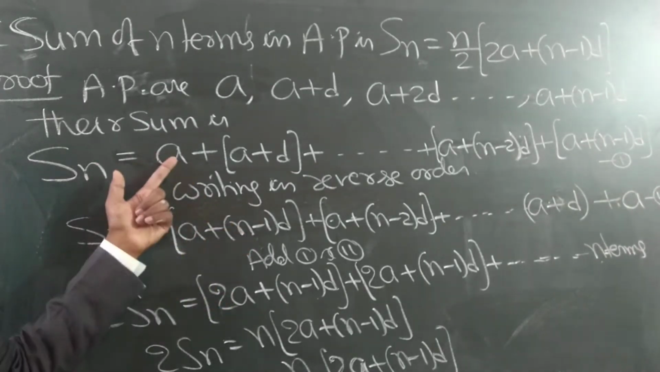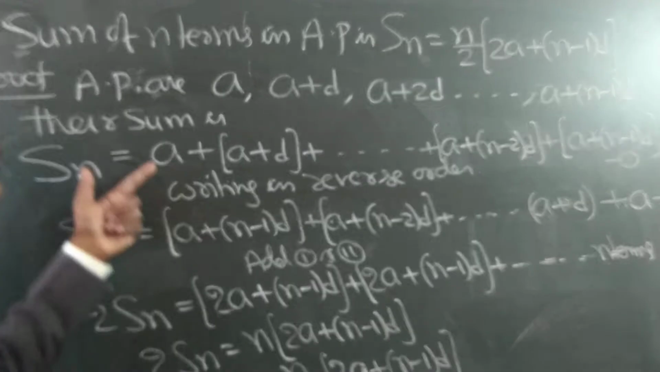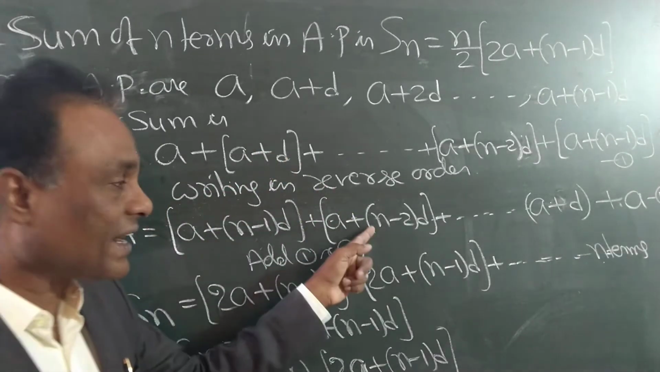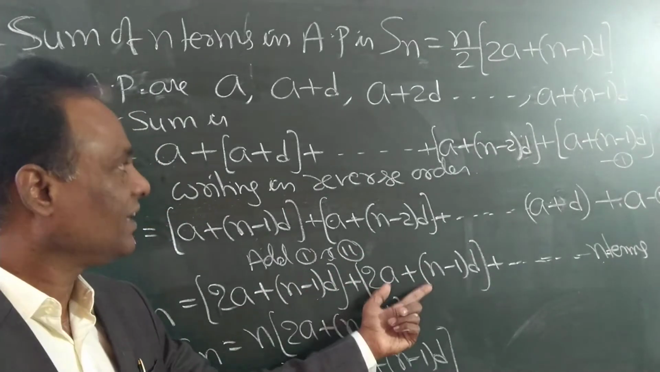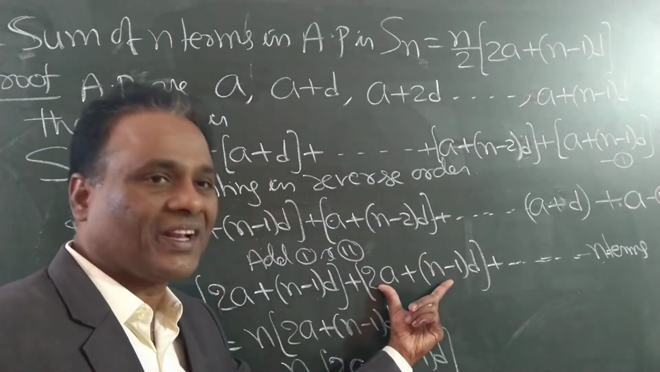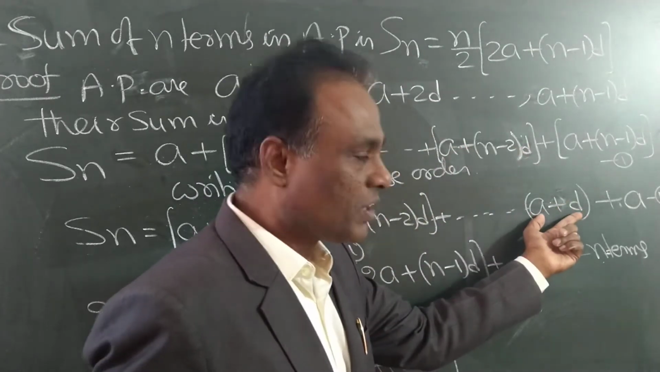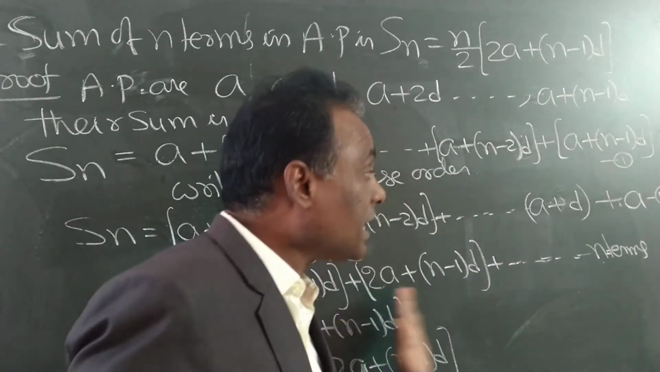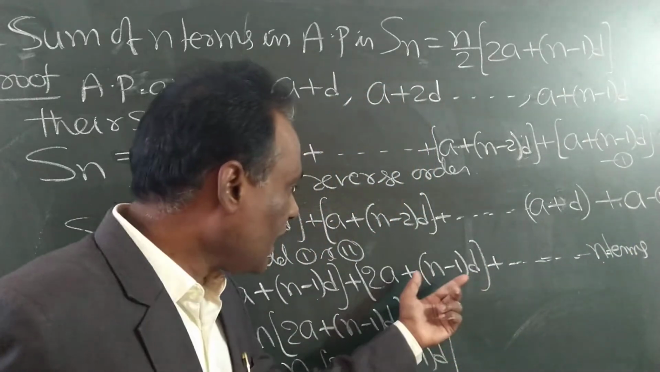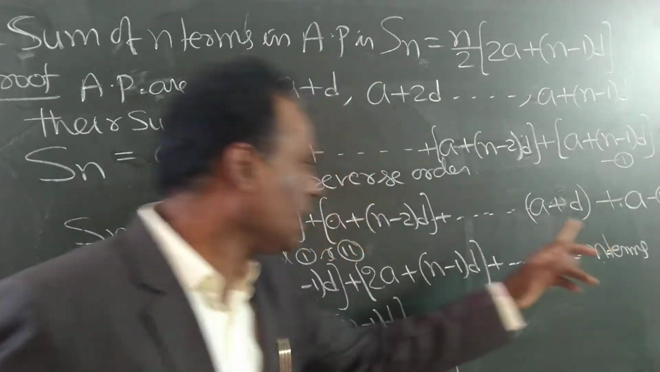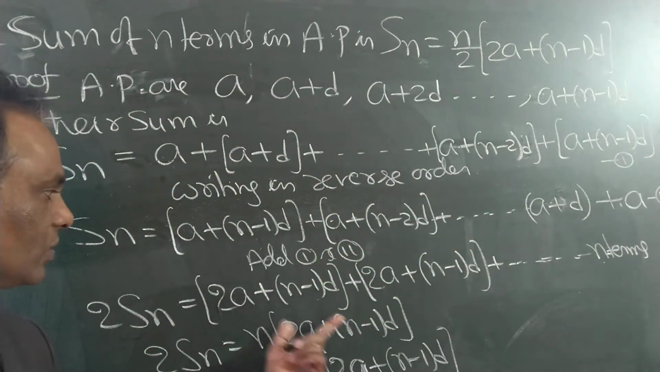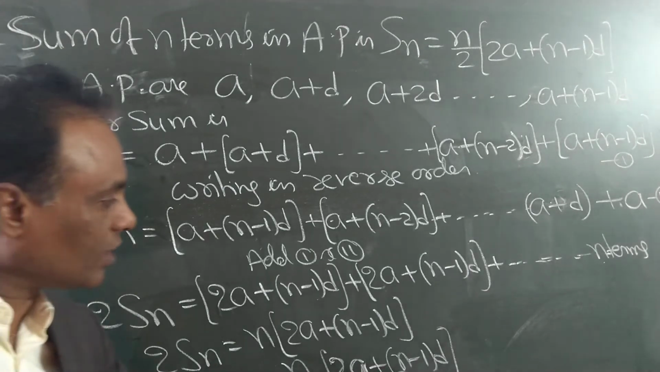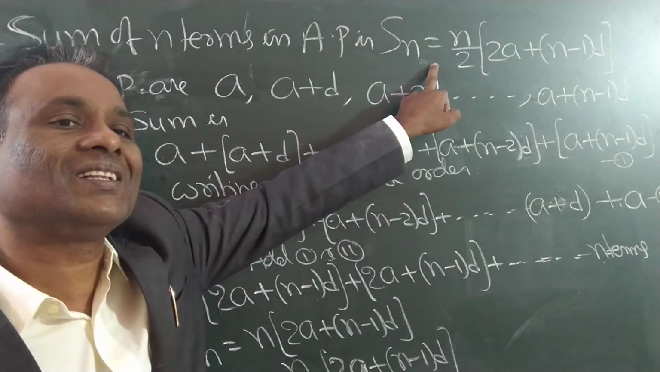This plus this. First term we are adding. First, if you add, a plus a is 2a plus n minus 1 into d. Add second and second, same we will get. Add third and third, same we will get. Add last but one, same. Add last and last, same. How many times will we get it? N times. Same number repeated n times means n into that number. So this is 2Sn. Take 2 that side: n by 2 into 2a plus n minus 1 into d, our formula.